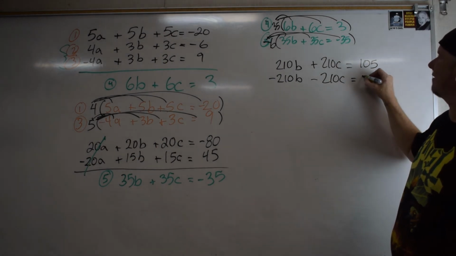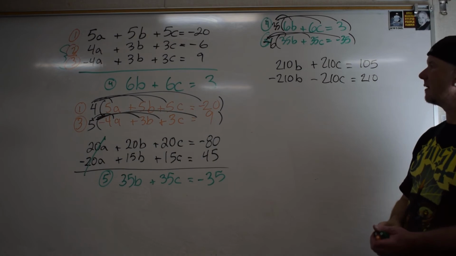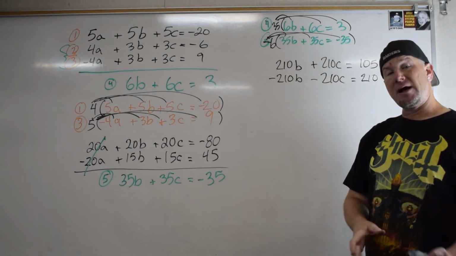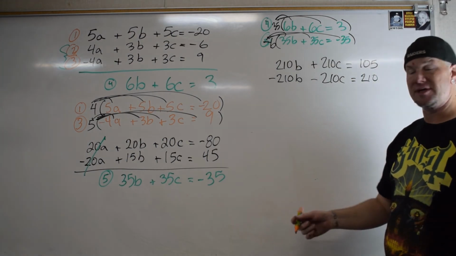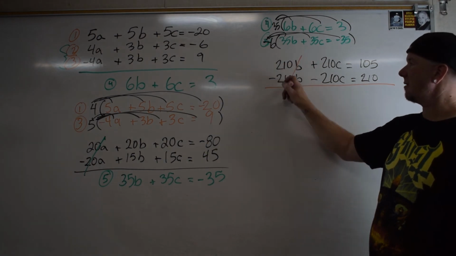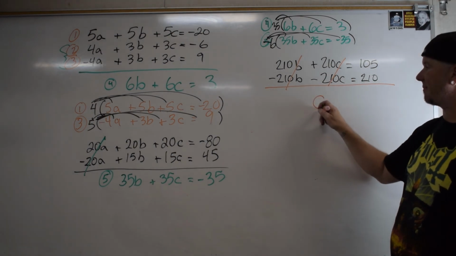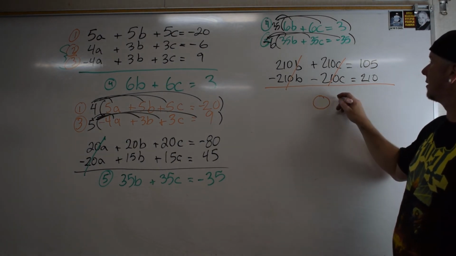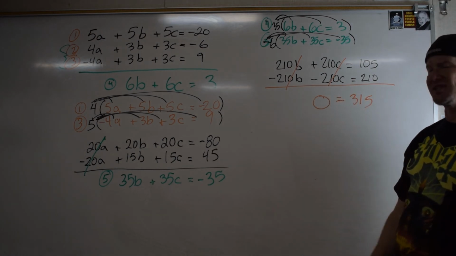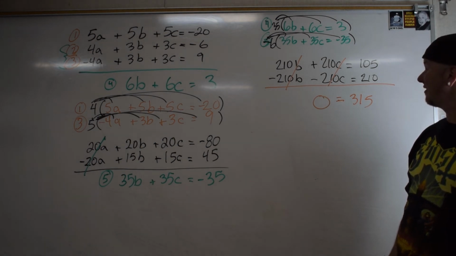So again, my goal there was to get the b's to be the same but opposite signs. Now this is one of those weird cases. Notice now if I were to add these together, 210 minus 210 means no b's. 210 minus 210 means no c's, so I get big old fat 0 over here. 105 plus 210 would be 315. Does 0 equal 315? I don't think so. If it does, I got a whole lot more money in my bank account than I thought. No, that doesn't equal that.